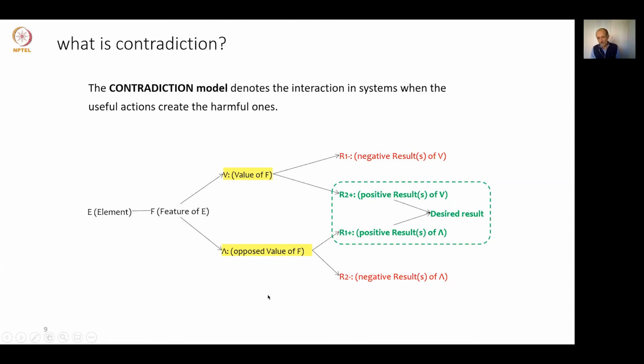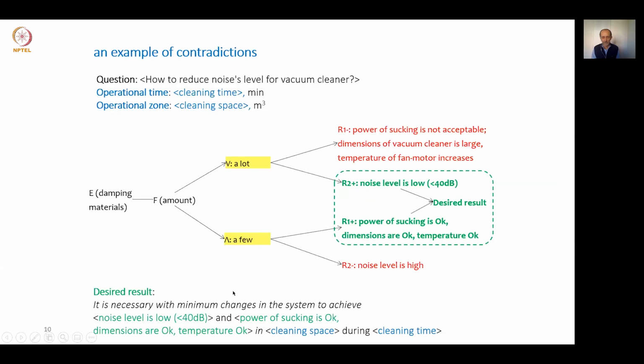Let me illustrate it using the same problem about our vacuum cleaner in order to make clear how we fulfill these variables. The contradiction is usually described also in context. It's described in the context of a question to answer. Do you remember our prototype of contradiction? It is described in the context of specific time and specific space. In our case, our operational time is cleaning time. Within this time, in a cleaning space, this can be the room, it can be something larger, or it can be something smaller. We are interested to answer the question how to reduce noise level for vacuum cleaning.